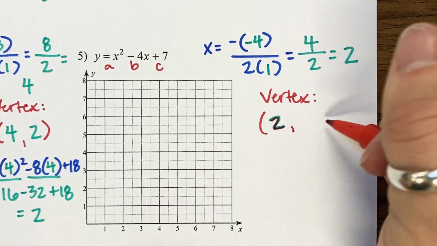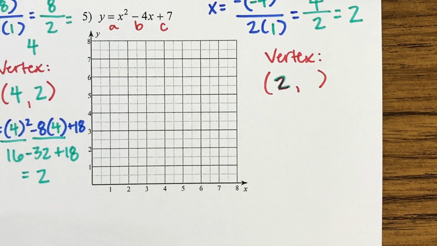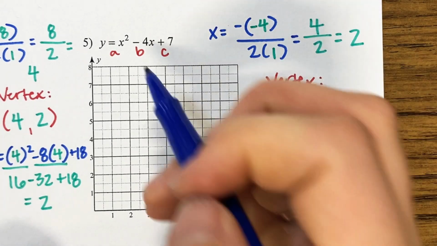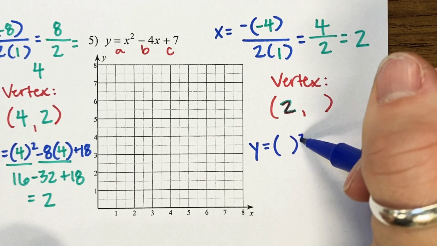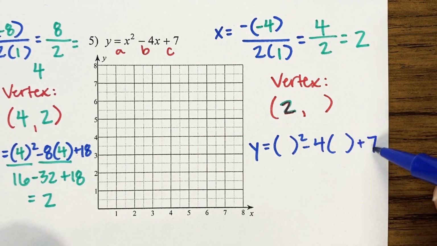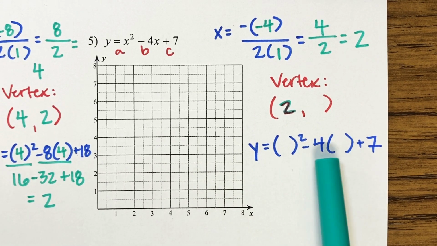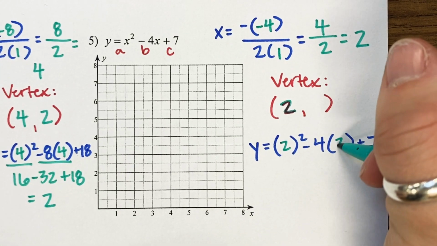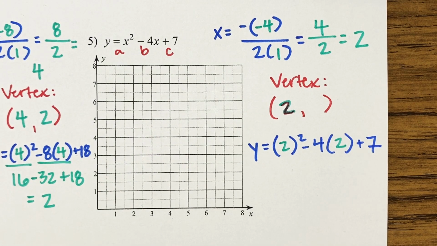Okay, so let's go ahead and solve for the y part of my vertex using the x that we just found. Okay, so now we're going to write y equals, followed by our equation, x squared minus 4 times x plus 7. Okay, I leave spaces because we know what x is. Okay, we know that x is 2. So in those spaces, we can plug in 2.